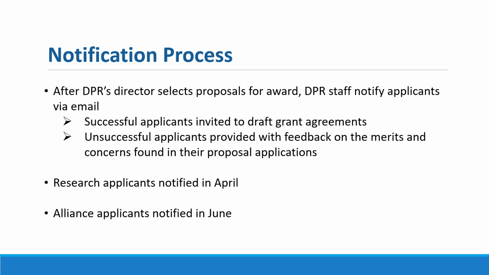Once DPR's director has selected projects, then the notification process begins. DPR staff will notify applicants via email of either an award or non-award decision. Successful applicants will be invited to draft grant agreements, and unsuccessful applicants are provided with feedback on the merits and concerns found in their proposal applications, with the hope that they will use this to develop an improved application and consider submitting to a future round of funding. Research applicants are notified annually in April, and alliance applicants are notified annually in June.